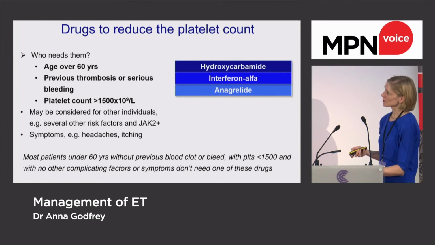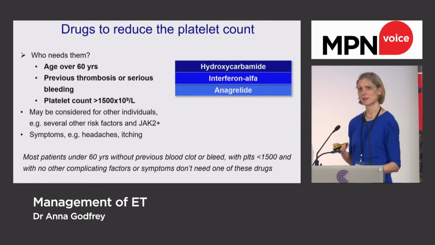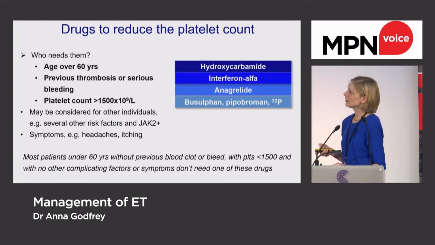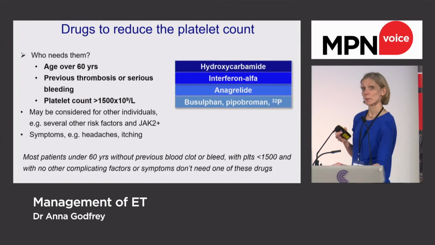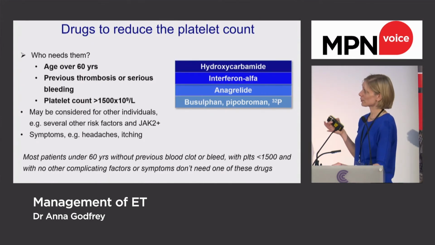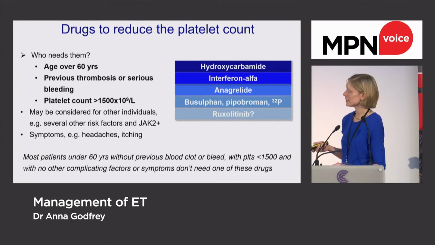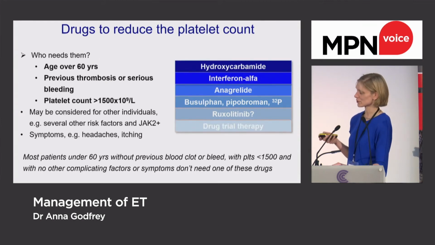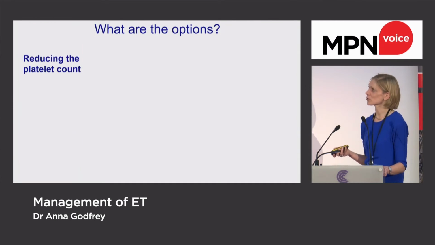So what are our options? We've mentioned all of these so far today. So hydroxycarbamide, interferon alpha, and anagrelide. Typically, after we've tried one of those, in a smaller group of patients we might try busulfan, and probably less commonly, drugs like pipobroman or radioactive phosphorus. I'll mention ruxolitinib in ET, and that's been mentioned already, and I'll just mention drug trials as well.